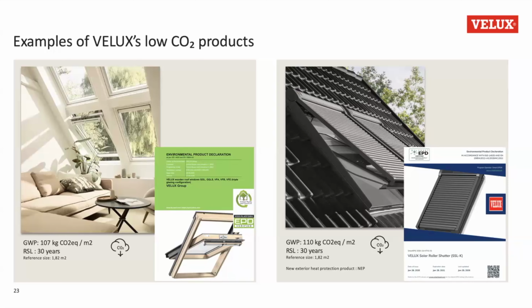And when we look at the other comparison in the market with the same triple glazing, we can see that our solution has lower CO2. And then if we look at the right side, this is a new product we have launched this year. It's called the NEP roller shutter, and it is 40% less in carbon compared to the previous generation. It is also lighter, so this is helping to bring down the environmental impact. And as you can see, it's 110 over the lifespan of 30 years.